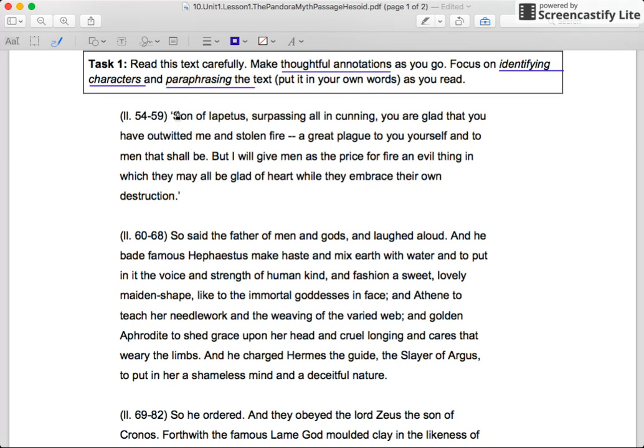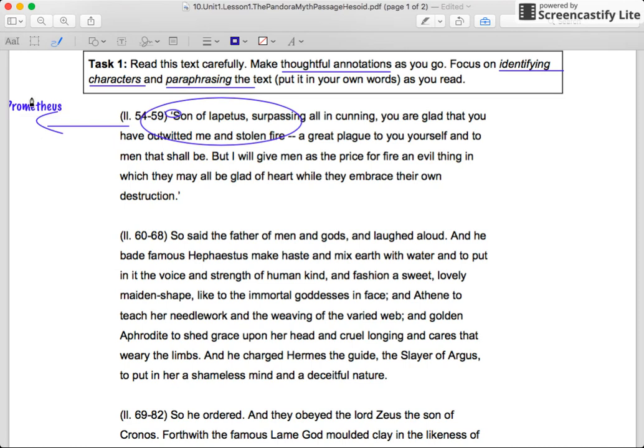So somebody is talking here, right? We've got these little quotation marks, so we know that somebody is talking here. And we've got this character being identified: Son of Epaetus. So you probably don't know who that is. So I'm just going to tell you. Everything else you should be able to figure out, but I'm just going to tell you who this guy is. It's the son of Epaetus. Epaetus is one of the Titans, and this is Prometheus. So whoever is talking here is addressing Prometheus.